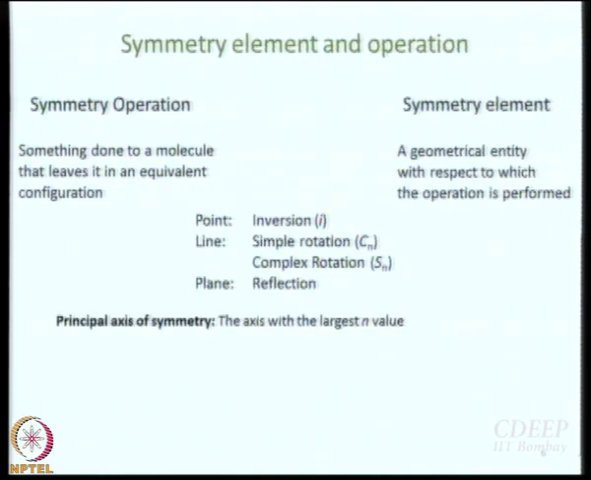Now, some other definitions that we need to remind ourselves are principal axis of symmetry. In a molecule, it is possible that we will have several axes of symmetry. The principal axis of symmetry is the one with the largest value of n. Cn with the largest value of n is called the principal axis of symmetry.